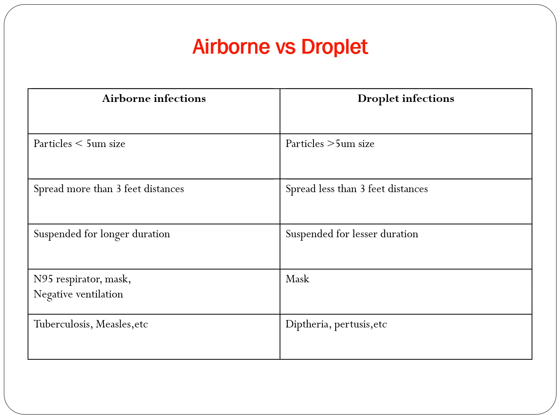Let's understand the difference between airborne and droplet. Airborne particles are less than 5 microns, while droplets are more than 5 microns. Airborne spreads more than 3 feet, droplet spreads less than 3 feet. Airborne particles are suspended for a longer duration, while droplets are suspended for a lesser duration. The precautions include N95 respirator, mask, and negative ventilation, where healthcare professionals should wear a mask. Examples of airborne infections include tuberculosis, measles, chickenpox, and others, while examples of droplet infection include diphtheria, pertussis, meningitis, and others.